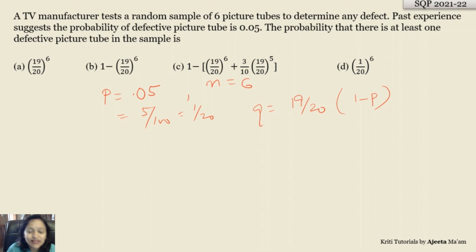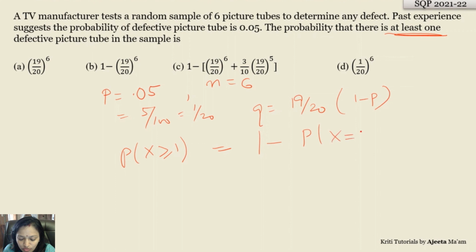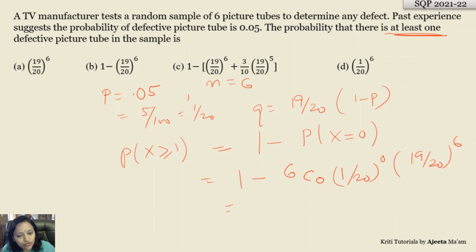So now the probability is at least one defective. Again the same concept. At least one defective means greater than or equal to 1. But now it's a case of binomial. So 1 minus P of x equal to 0 will be there. P of x equal to 0 will be 6C0 times 1 by 20 raised to 0 times 19 by 20 raised to 6. 6C0 is 1, and 1 by 20 raised to 0 is 1. So what's your answer? 1 minus 19 by 20 raised to 6. So that's option B.